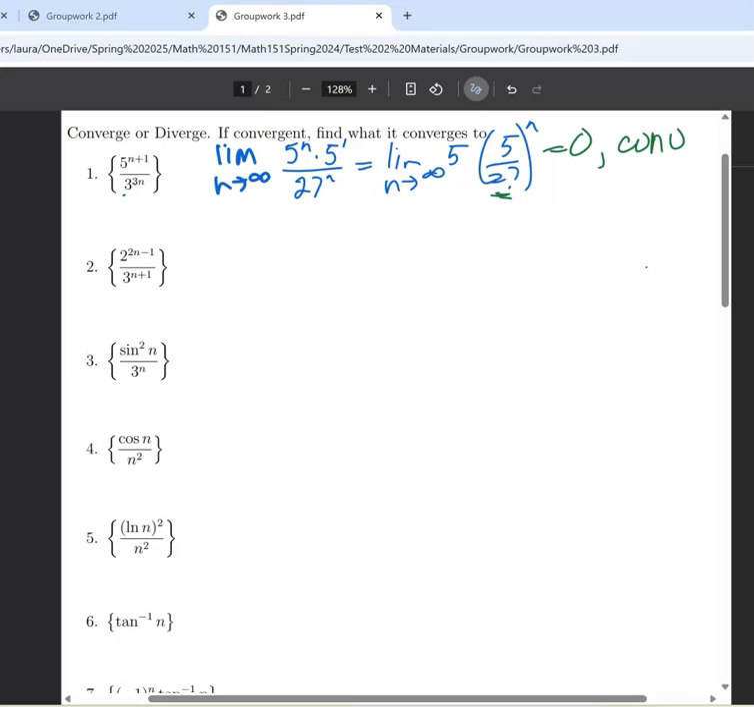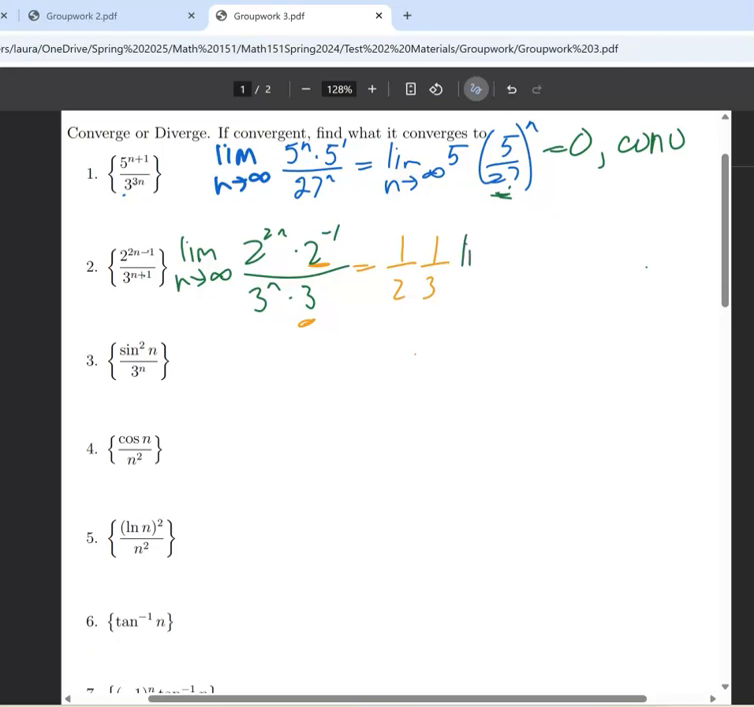Let's look at this one. So we're going to take the limit as n goes to infinity. And I'm going to break this up: 2 to the 2n times 2 to the negative 1, and then this is 3 to the n times 3. Because you know if there's addition or subtraction up in the exponent, it's multiplication downstairs. So let's see. This 2 to the negative 1, I can pull that outside and make it 1/2. And then this 3, I can pull that outside as 3, right?